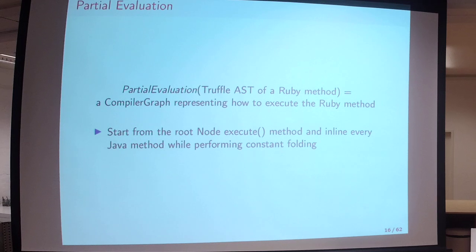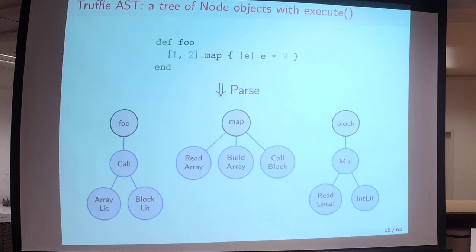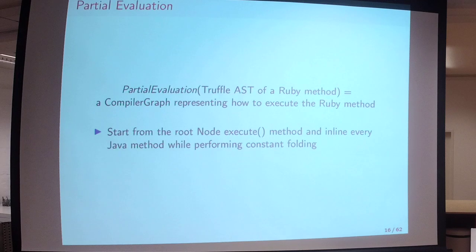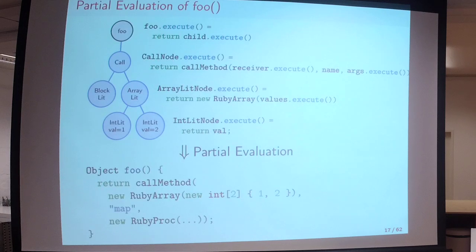The way it works is we start from the initial node, the top node, like this one, for instance, and then we see what the execute method is doing. It's using this one, and then this one is executing this one and this one. We go through every node like this. We inline the entire AST, and then we get basically a lot of Java code, and then we can optimize that. So let's see it in action. We have our foo method again. The execute method of this foo just executes what's inside the body, so just executes the child node.